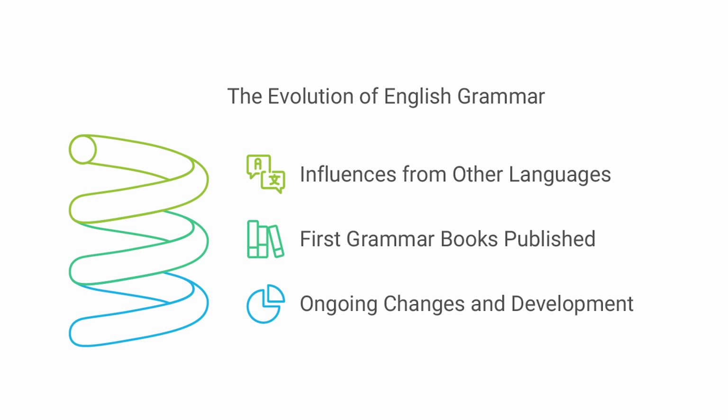English grammar, like the language itself, has evolved over centuries. It has been influenced by many other languages, including Latin, French, and German. The first English grammar books appeared in the 16th century, but the language has been changing and developing for over 1,500 years, and it continues to evolve today.